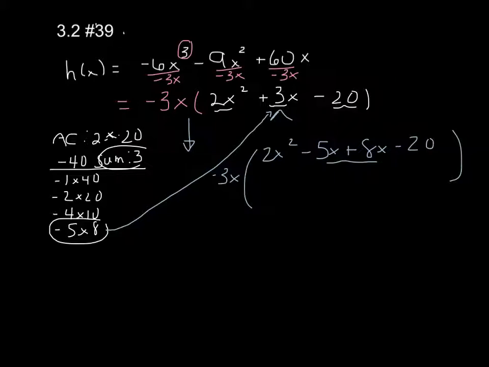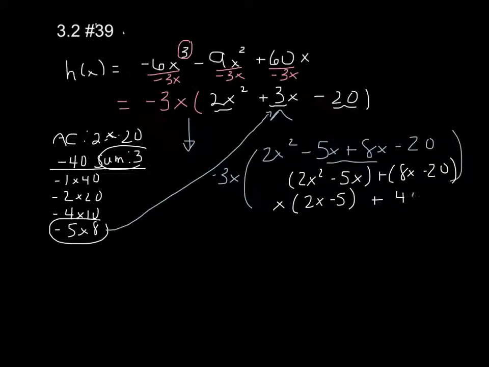Since this has four terms, we factor by grouping. 2x squared minus 5x plus 8x minus 20. Factor out an x, and you get 2x minus 5. Factor out a 4, and you get 2x minus 5.